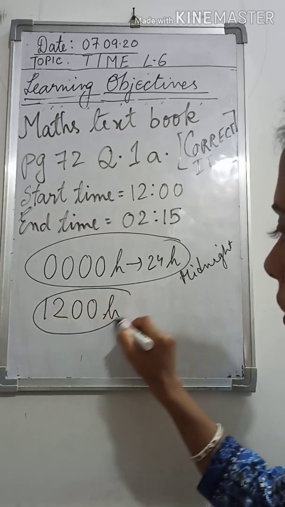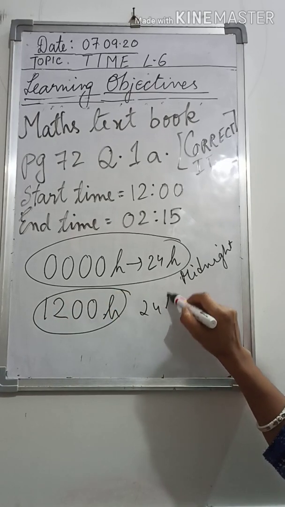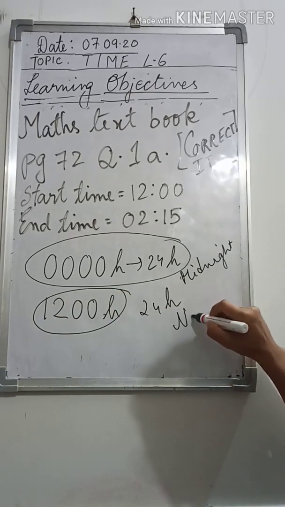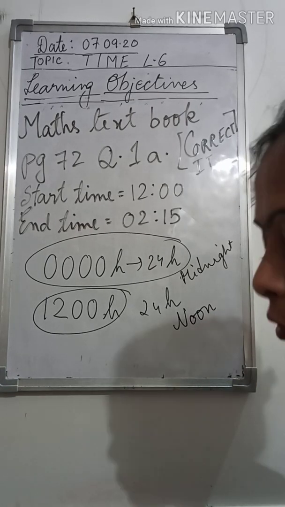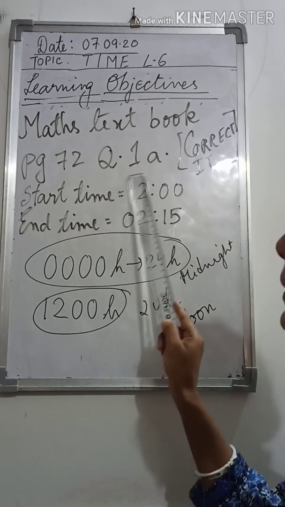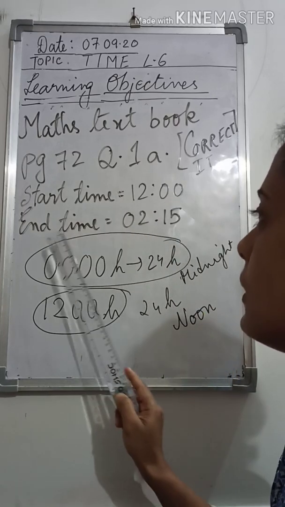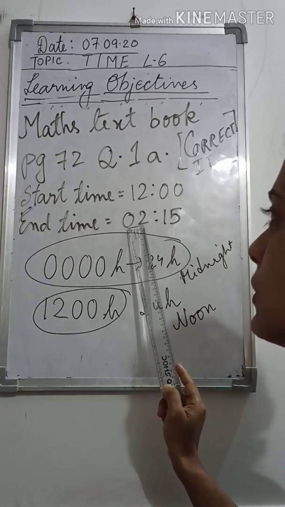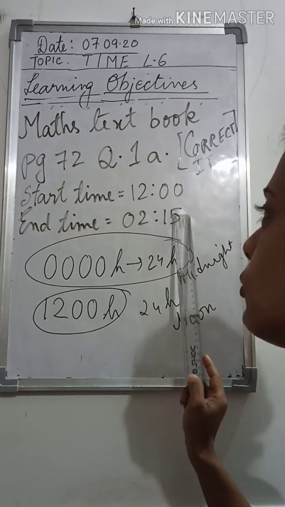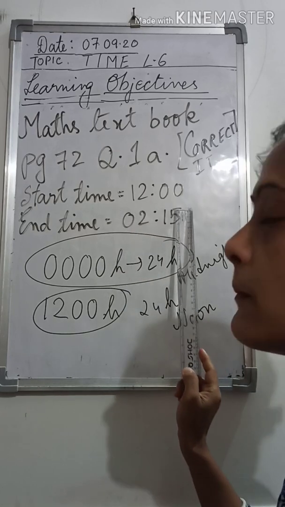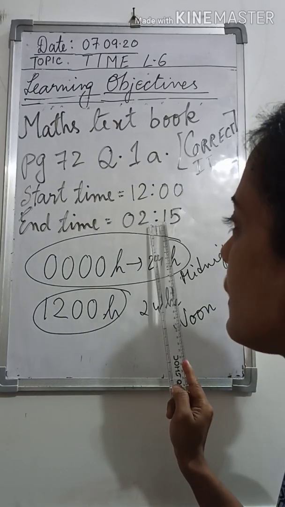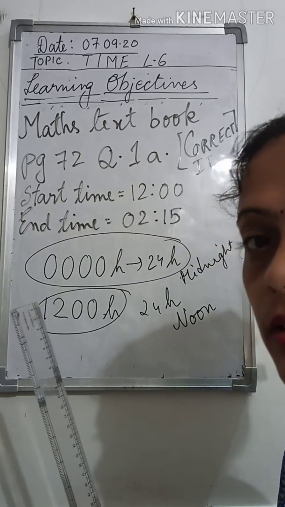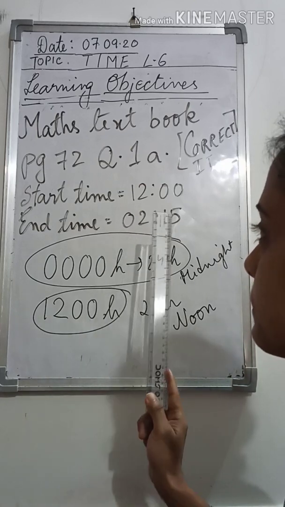This is for 24-hour, but it is for the noon time. So children, don't get confused with this. This is the 24-hour timing given to us. That means 12 noon. Now what is the end time given to us? 2:15. So is it AM or PM? Is it the night time, or is it the afternoon time? So you need to understand that.